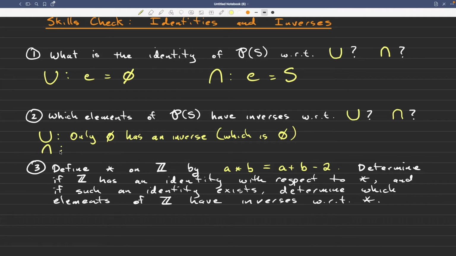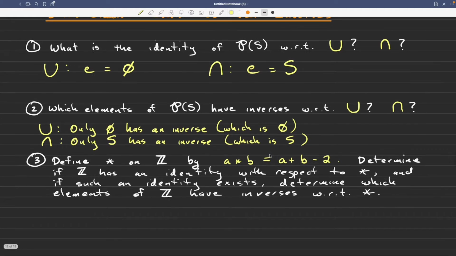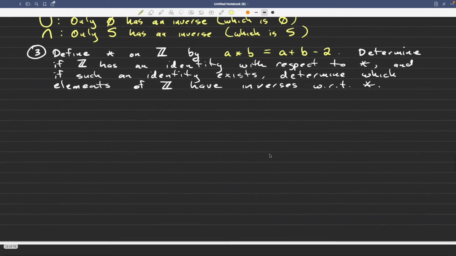So the only set that's going to have an inverse is S itself. And its inverse, the inverse of S, is S itself. If you do S intersected with S, you get the identity, which is S. But no other elements of the power set would have an inverse. Okay, so let's look at this number 3.